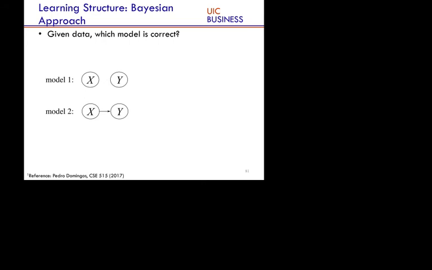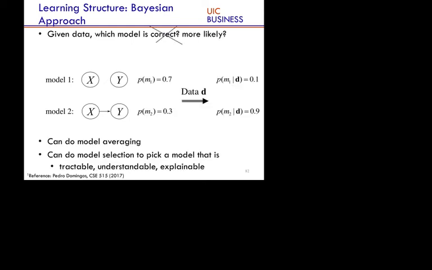So let's start with the basics. Let's say given data, which model is correct? This is a model which doesn't have any edges. This is a model which has edges. There is no really very good answer here. We just want to answer which model is more likely, so let's say we have a prior that this model is more likely than this model, some belief which is encoded as a probability value.